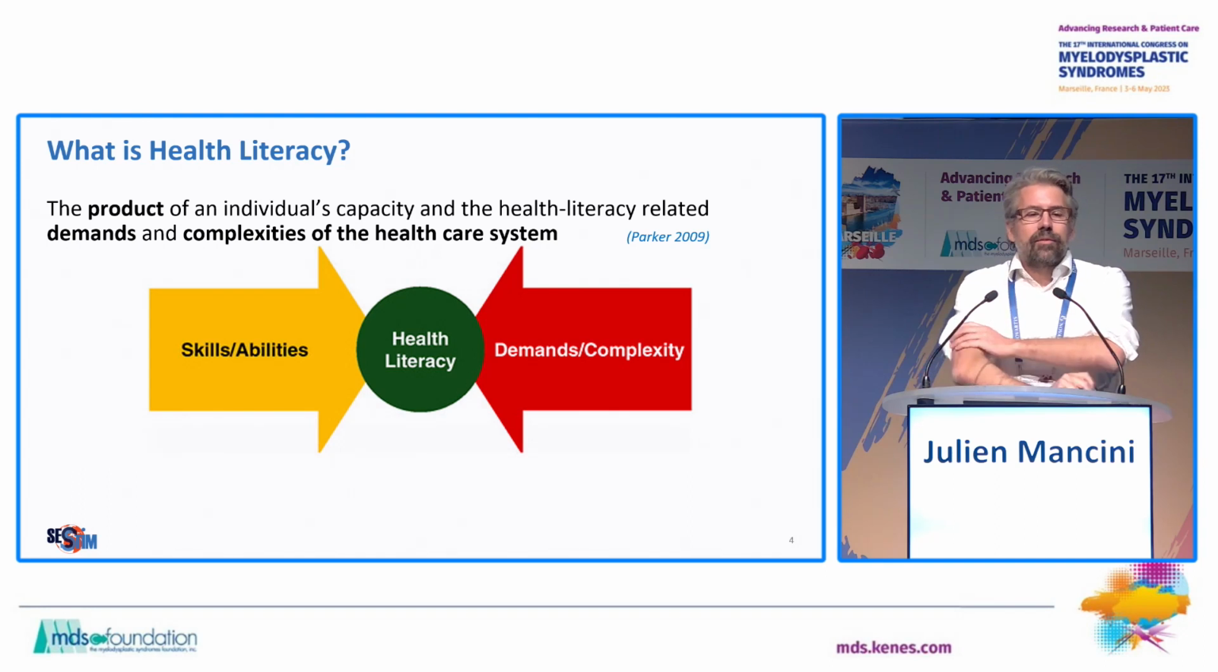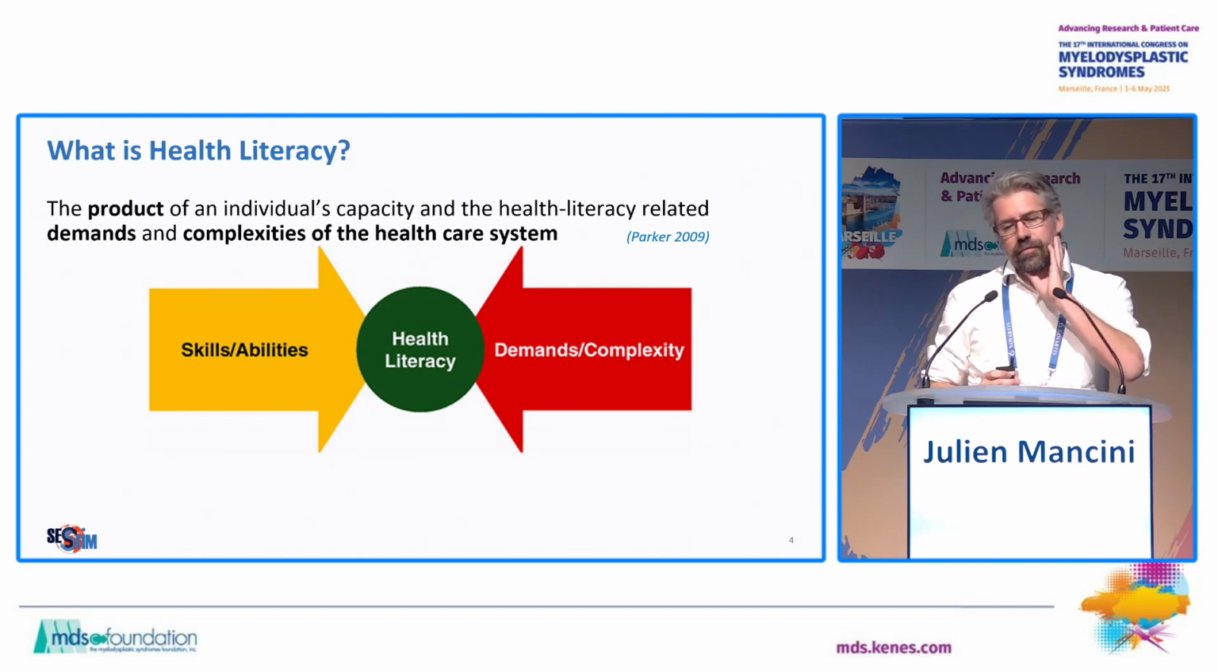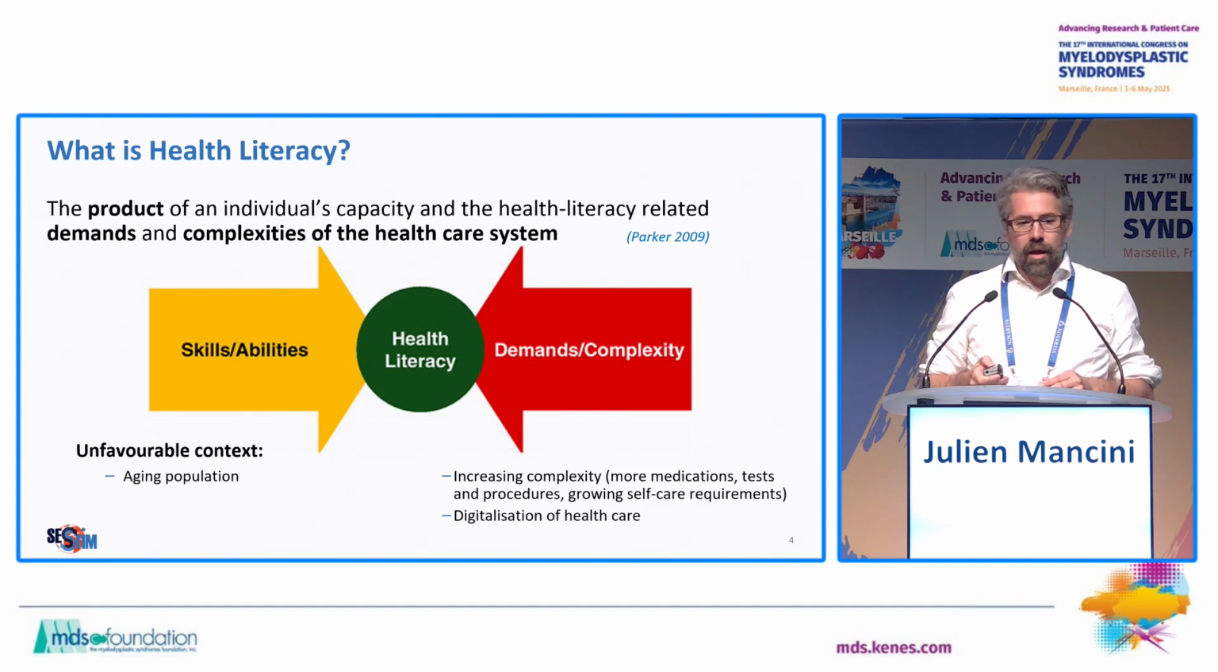Another nice way to understand health literacy is to really show this figure with the idea that it's really the product of the individual capacity and the related demands and complexities of the healthcare system. And the context is not really favorable with the aging population. Abilities are not better and better, and there is really an always increasing complexity of the healthcare system with more medication, more tests, more safe care requirements, etc. And the new added complexity is now the digitalization of healthcare. We'll talk about that a bit later.